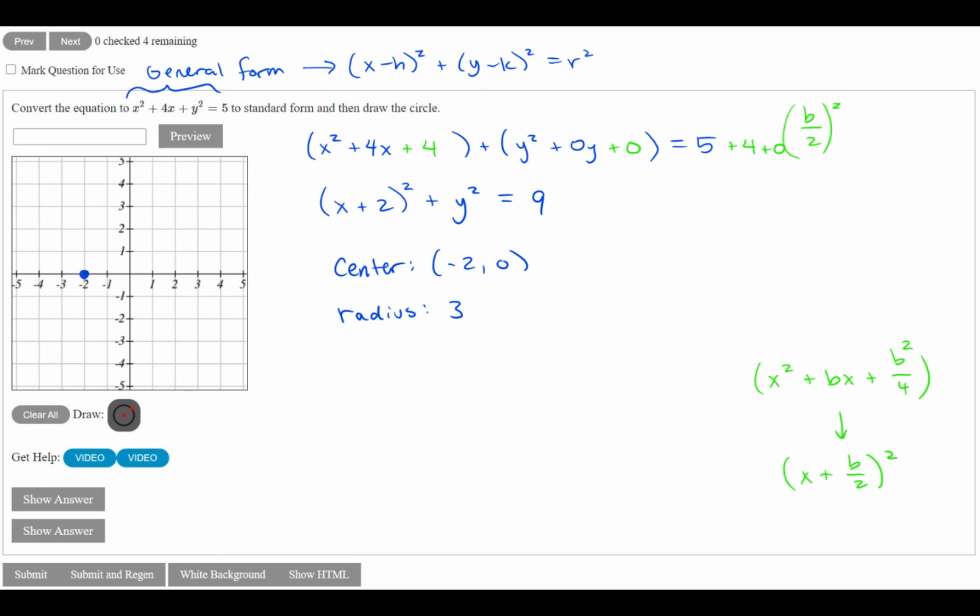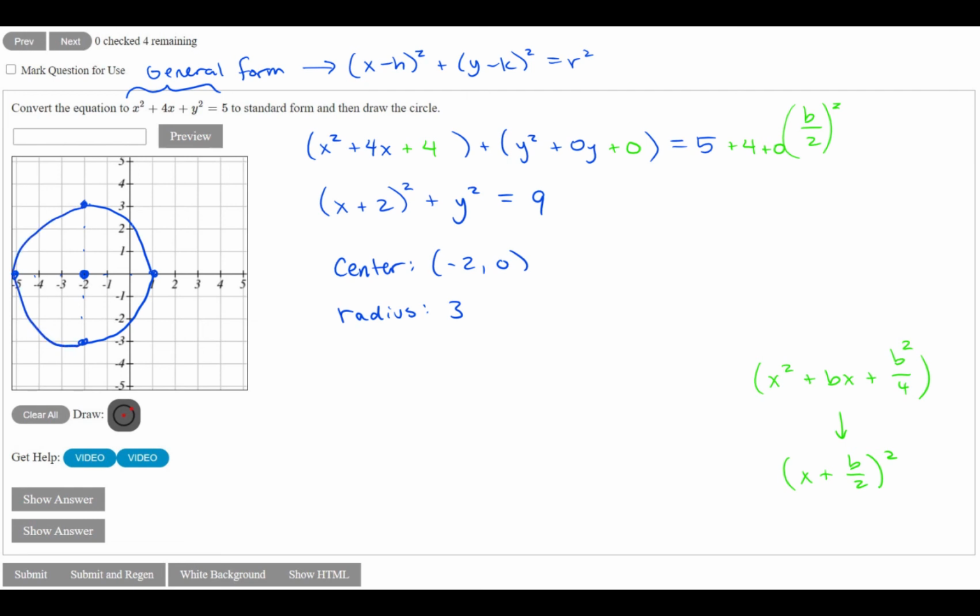The drawing tool uses 2 points. One of them is the center value, so you locate that first, and then you find a point that's on the circle. And what's nice is if you have the radius, you can either just go 1, 2, 3 to the right, 3 to the left, up or down. It doesn't matter. Any of these points will work just fine and give you where the circle exists.